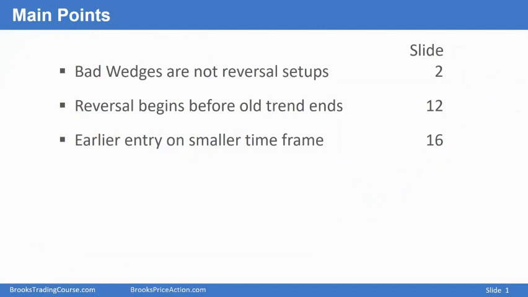I want to begin by making the point that a bad wedge is not a reversal setup. It's not going to lead to a reversal. Next, very often when you have a wedge, the reversal trend, the opposite trend, begins before the old trend ends. If you go from a bull trend to a bear trend, or a bear trend to a bull trend, there's usually a transition during which time both trends are in existence.